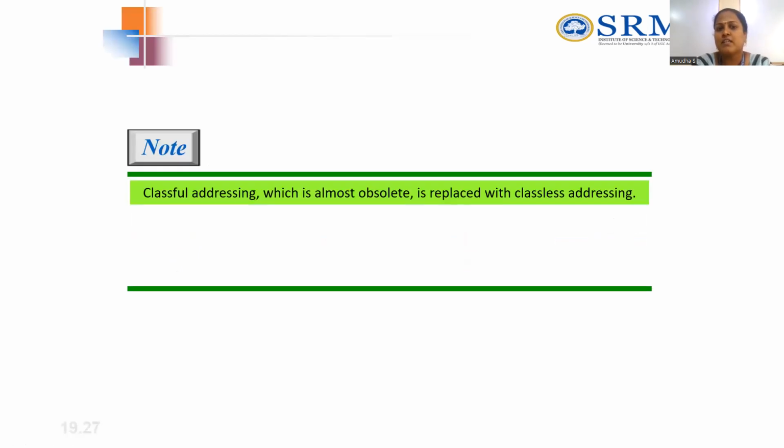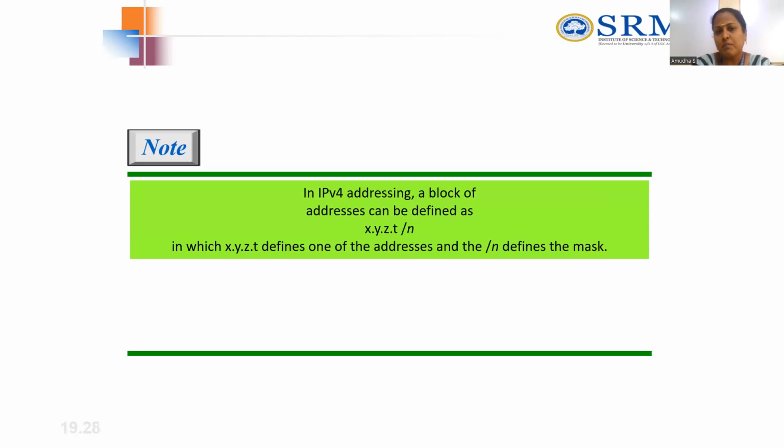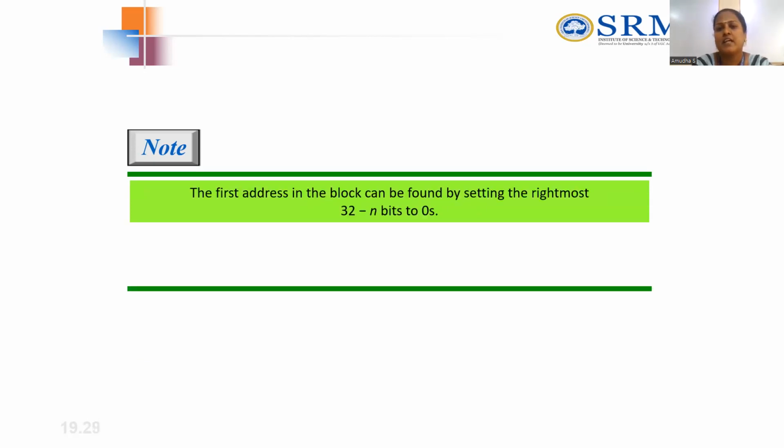Classful addressing is obsolete, and the extra memory space is effectively utilized by classless addressing. So this is a symbolic representation of IPv4 addressing: x.y.z.t/n. Each variable has 8 bits of data, so totally a 32-bit size, /n. N defines the mask value. In order to identify the first address in the block, we can set the rightmost 32 minus n bits to 0.